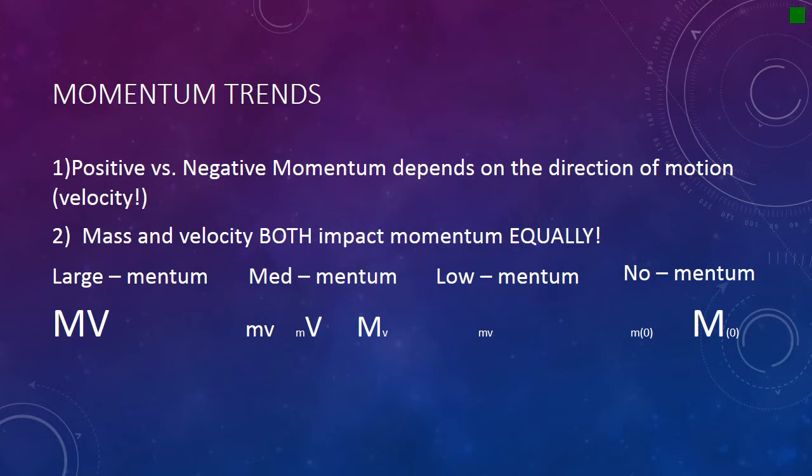A low momentum will have a small mass and a small velocity, so maybe a pea rolling on the table. And of course, to have no momentum, you have to have some mass. But no matter what, if your velocity is zero, you have no momentum.